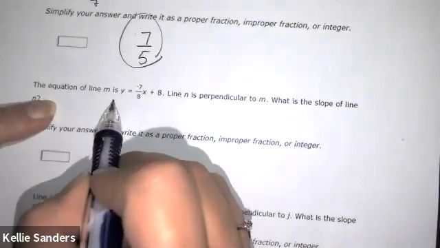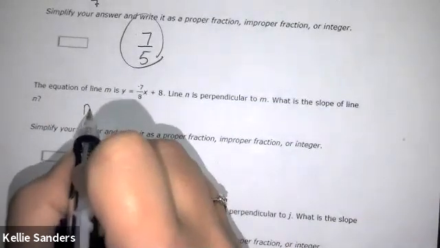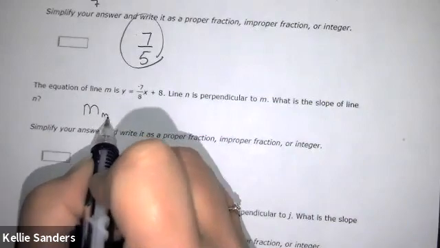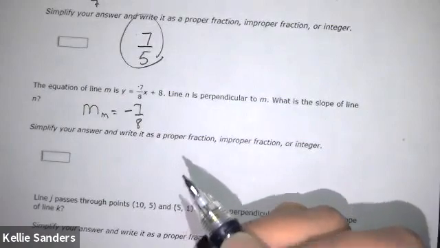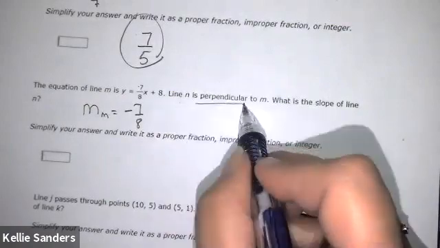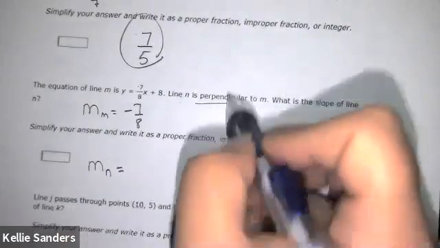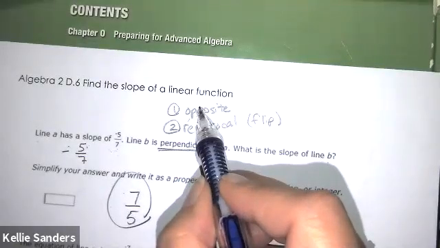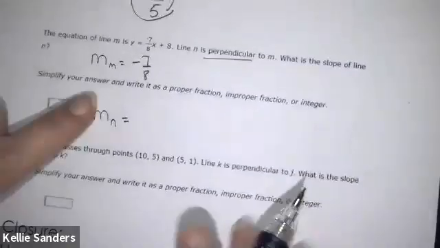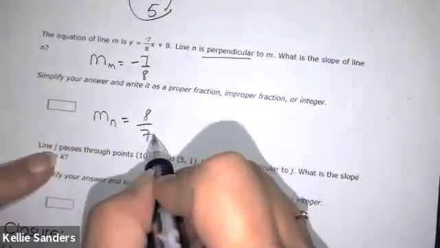The equation of line M is y equals negative 7 over 8x plus 8. Line N is perpendicular to M. What is the slope of the line? So the slope of M is negative 7 over 8 because that's the number in front of the x. Line N is perpendicular, so the slope of line N is going to be the opposite reciprocal. If it's negative, it's going to be positive. If it's positive, it's going to be negative, and then we flip it. It's negative, so our answer is going to be positive. It's 7 over 8, so our answer is 8 over 7.